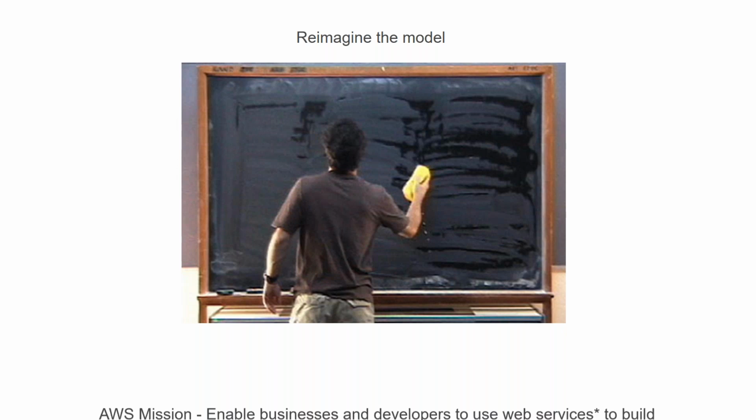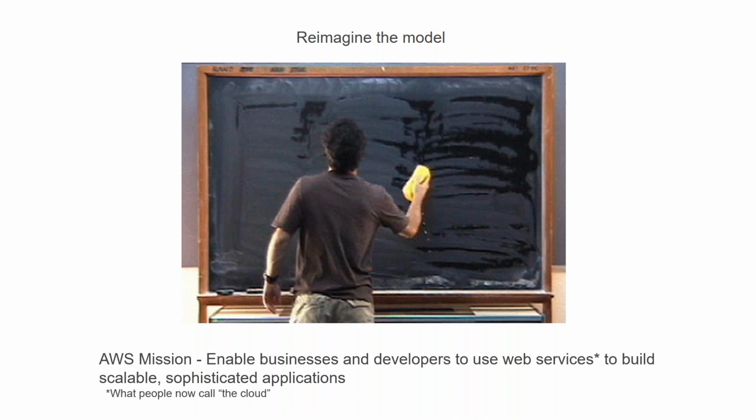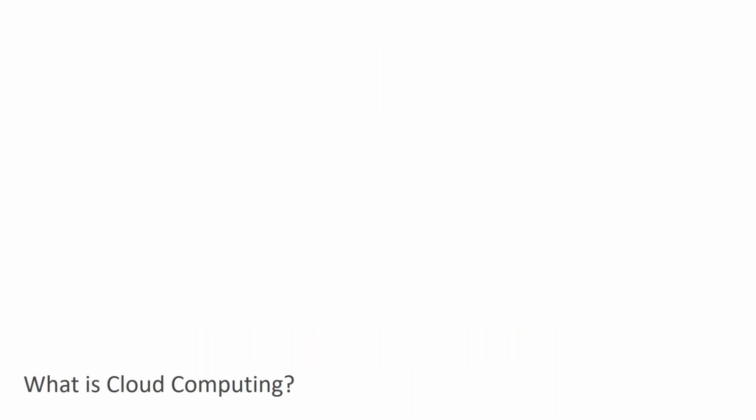So that's when AWS was born, with the mission of enabling businesses and developers to use web services to build scalable and sophisticated applications. And that's what people now call cloud. So we started with this mission to enable businesses and developers to use web services to build scalable and sophisticated applications. So that leads to the question of what is cloud computing and how should we start with this business model.